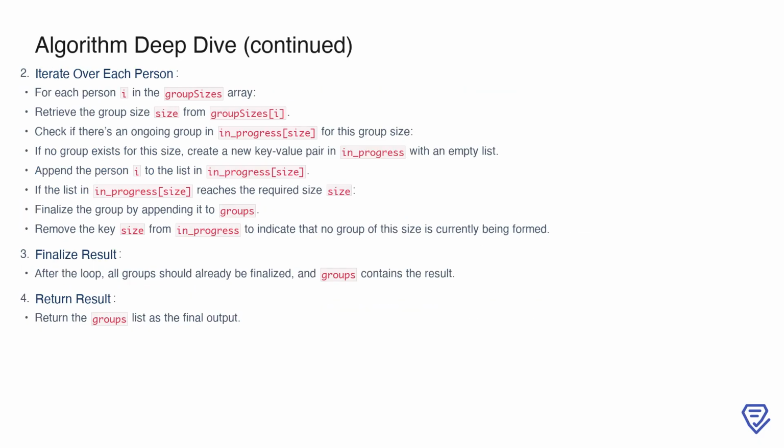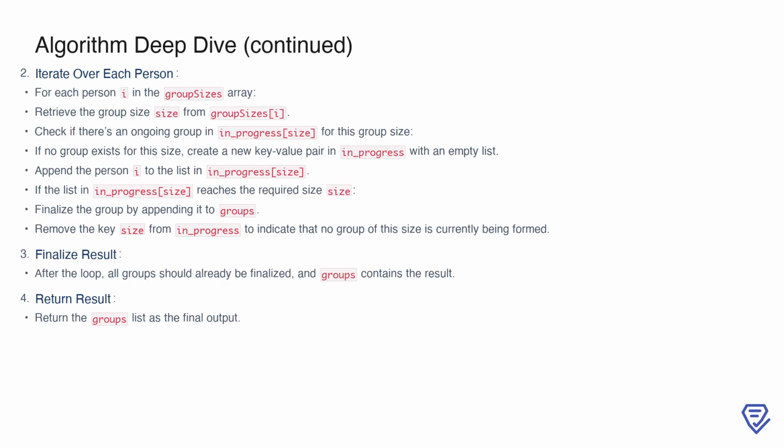The next step in the brute force approach is to iterate through each person in the group sizes array. For every person i, we first retrieve their required group size from the array. Using this size, we check if there is an ongoing group being formed in the in_progress dictionary. If no such group exists, we create a new key-value pair in the dictionary with an empty list for that size. Then, we add the current person to this list.